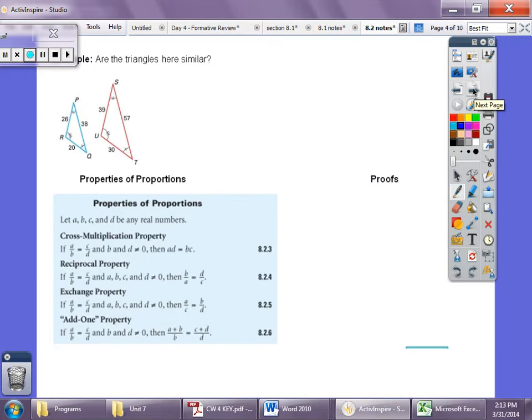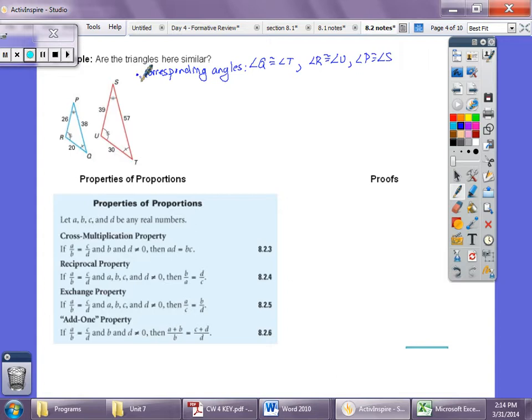So now we can decide if this triangle is similar. Well, we need to see if the corresponding angles are congruent. So look at our corresponding angles. Well, we know that angle Q is congruent to angle T. Angle R is congruent to angle U, and angle P is congruent to angle S. So these are the corresponding angles. So they're all congruent. So that's the first thing.